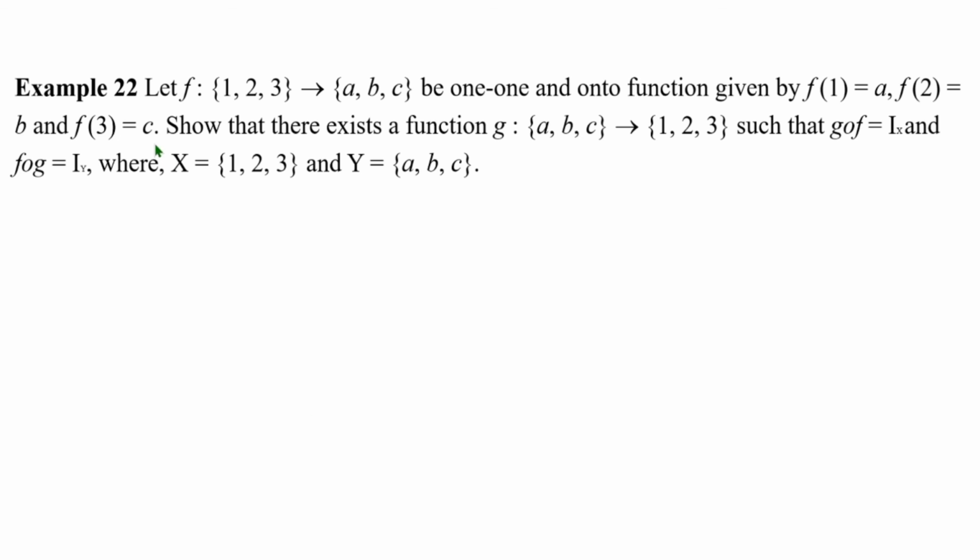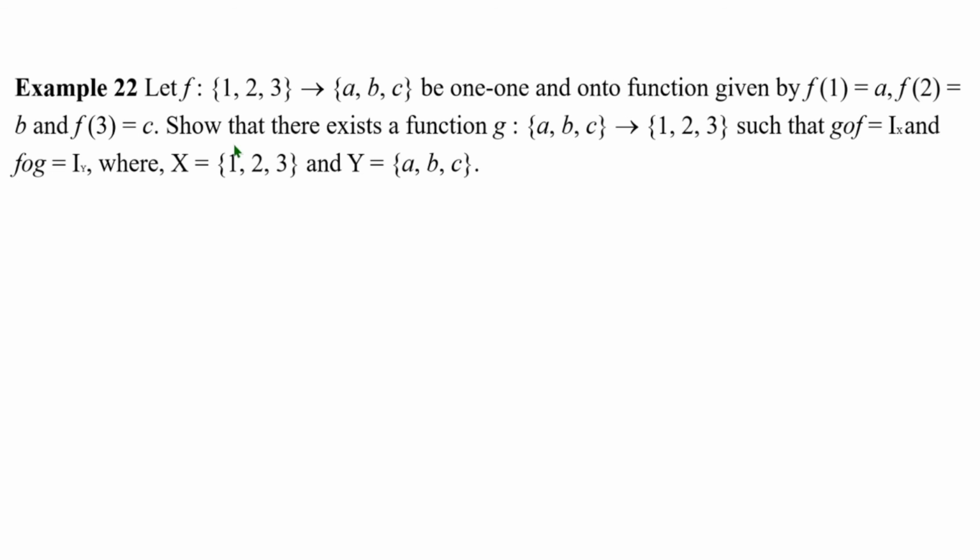Next question, let the function f from the set 1, 2, 3 to the set a, b, c be a 1 to 1 and onto function given by f of 1 equal to a, f of 2 equal to b and f of 3 equal to c. Show that there exists a function g from the set a, b, c to the set 1, 2, 3 such that g of f is equal to ix and f of g is equal to iy, where x is equal to 1, 2, 3 and y is equal to a, b, c.